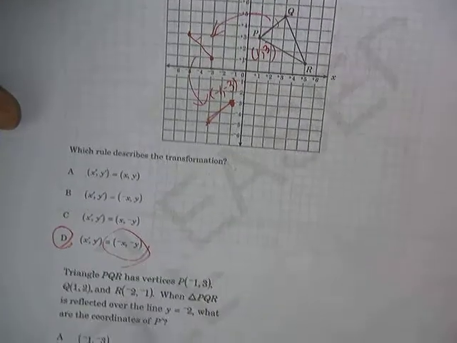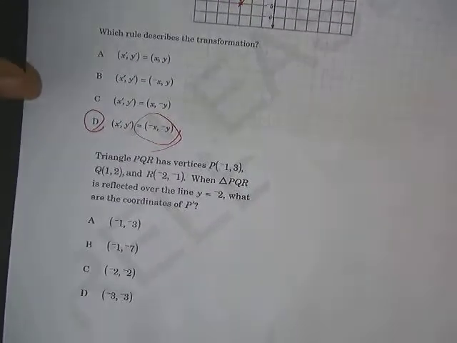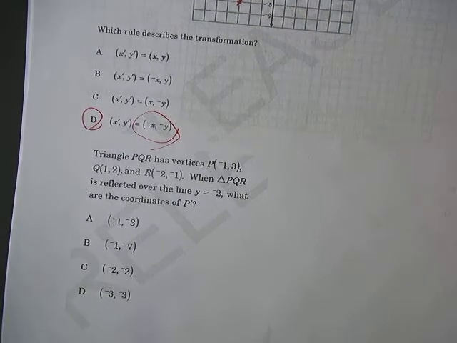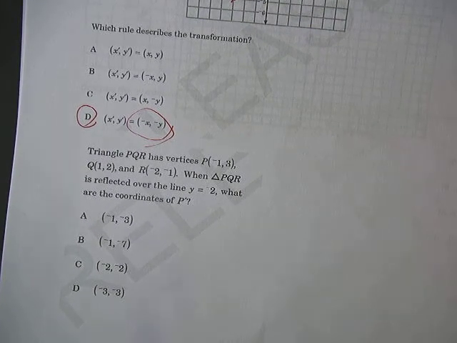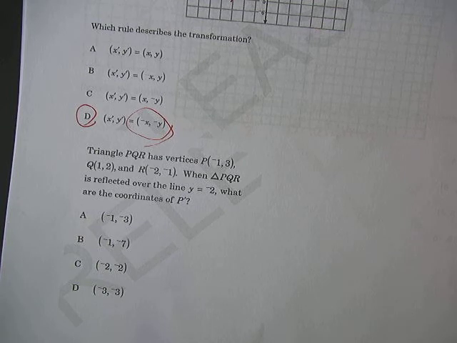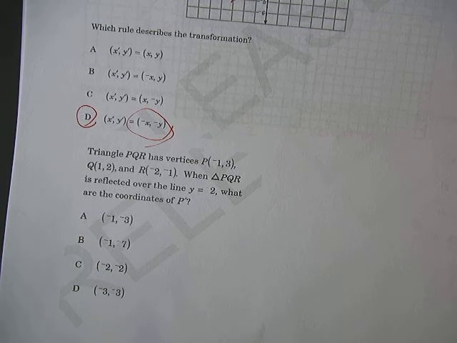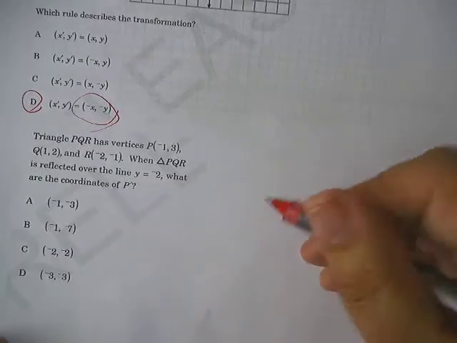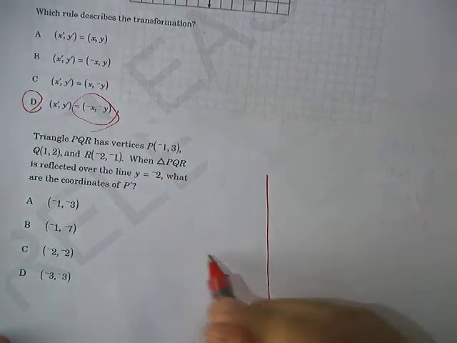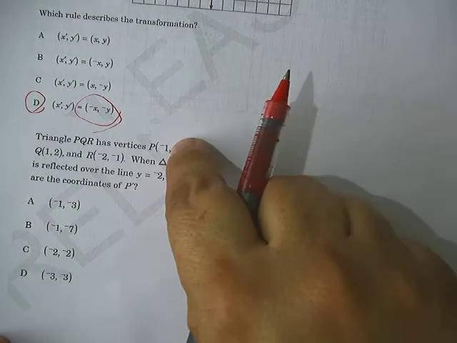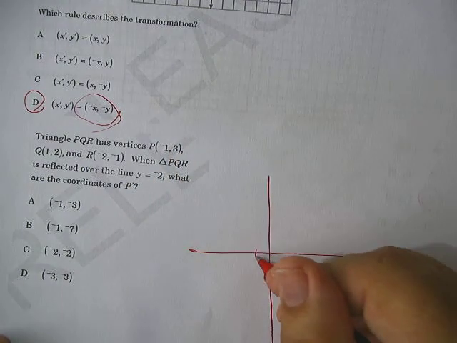Okay, now for the next problem. Triangle PQR has vertices negative 1, comma, 3; 1, 2; and negative 2, negative 1. When it is reflected over the line y equals negative 2, what are the coordinates of P prime? So I'm just going to do a quick graph. And I really only care about this point, negative 1, 3.